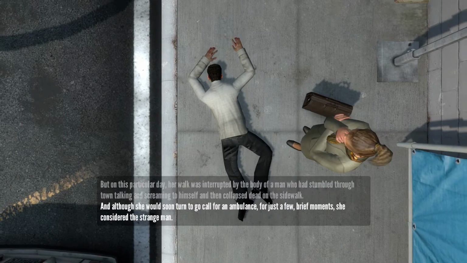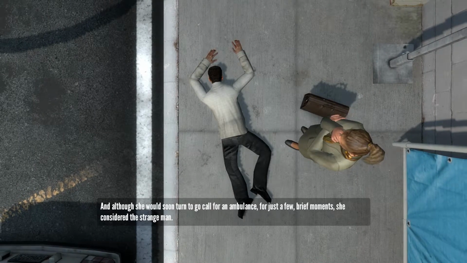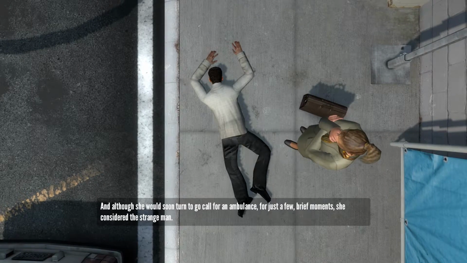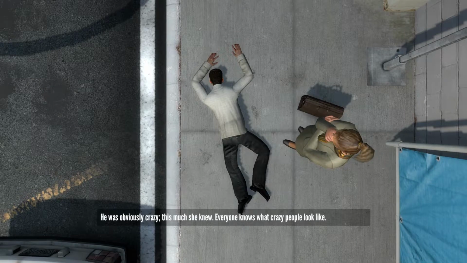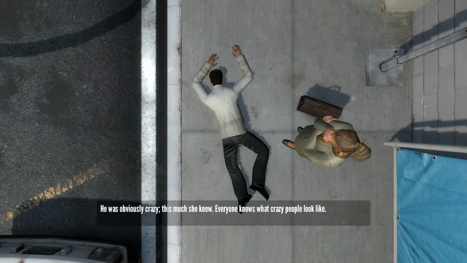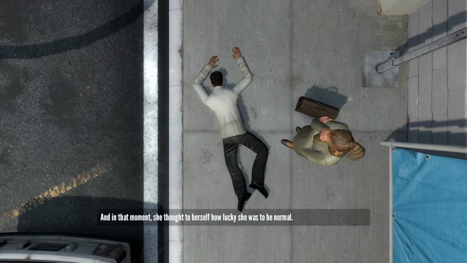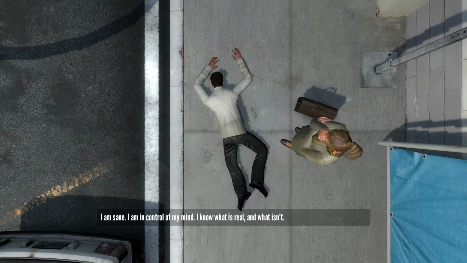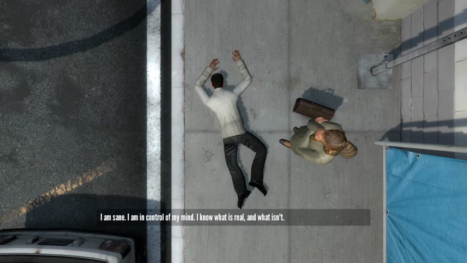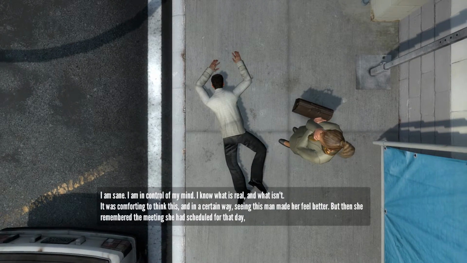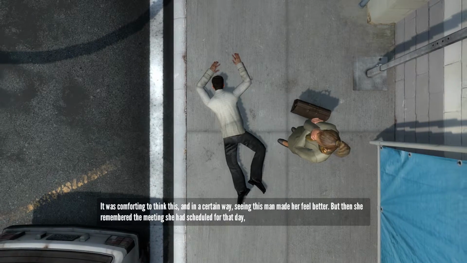And although she would soon turn to go call for an ambulance, for just a few brief moments, she considered the strange man. He was obviously crazy. This much she knew. Everyone knows what crazy people look like. And in that moment, she thought to herself how lucky she was to be normal. I am sane. I am in control of my mind. I know what is real and what isn't. It was comforting to think this, and in a certain way, seeing this man made her feel better.